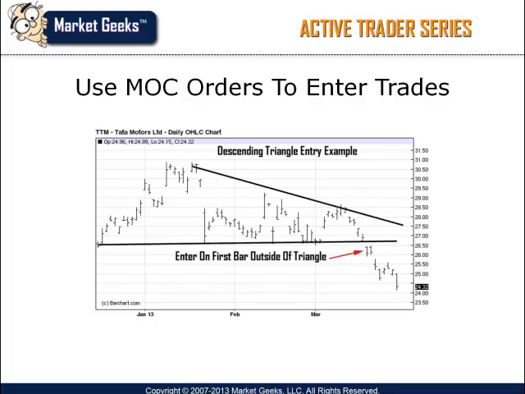Remember, you always want to enter an MOC market on close order immediately prior to closing. If the market does trade back inside the triangle after trading completely outside of the triangle, but before you enter the order, the trade is nullified. I repeat, if the market does trade back inside the triangle after trading completely outside of the triangle, but before you enter the order, the trade is nullified.